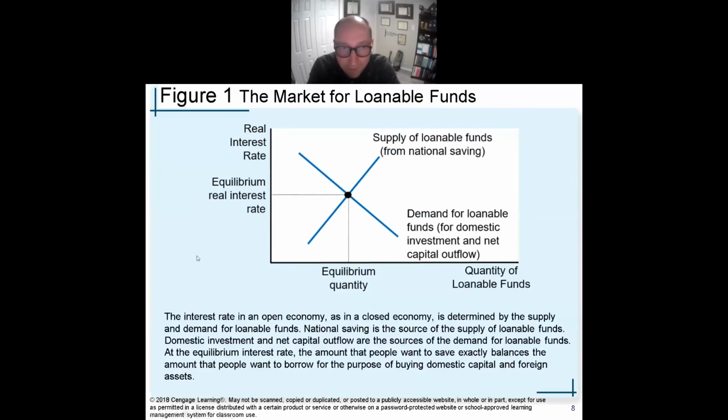Here's an example of that. Supply, upward sloping to the right. Demand, downward sloping to the right. The point of equilibrium is where the interest rate is.